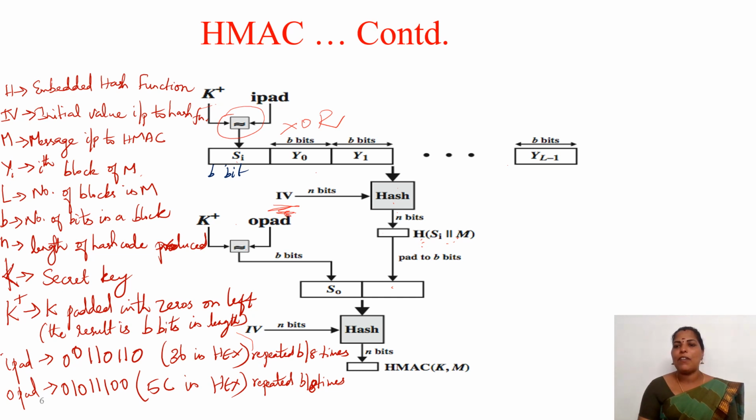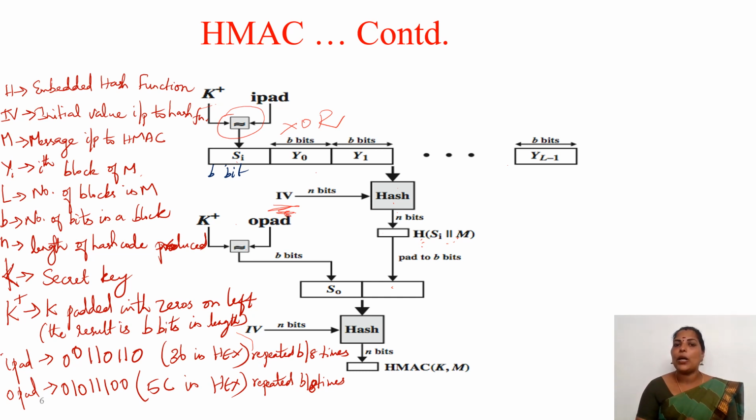But in one step itself we can explain the HMAC fully. It is very simple. First we just pad 0 bits to the secret key so that it becomes K plus, then that is XORed with ipad, and a stream is generated. That stream is concatenated with the message M and passed to the hash function. While applying the hash function, we need an initial value as well. So we are getting n bits.